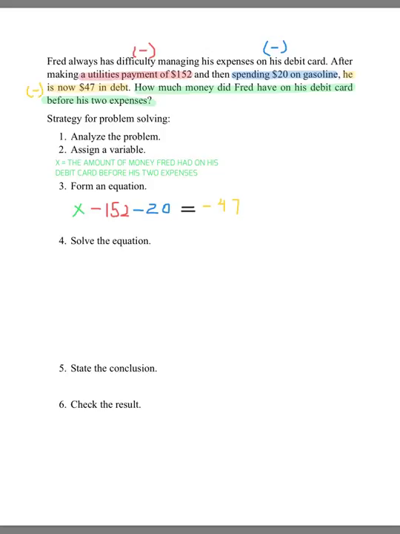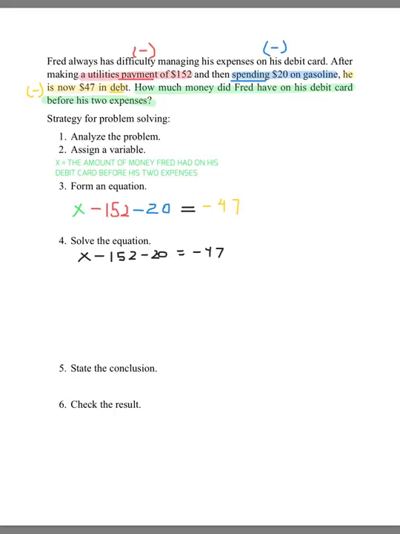So there we go. Quick little summary. Payment is an indicator of subtraction. Spending is an indicator of subtraction. And debt is an indicator of negativity. So that's going to go ahead and be our equation. Now let's go ahead and solve it. Remember that when solving an equation, you want to start off with the original equation that we created in step 3. So it's going to be x minus 152 minus 20 is equal to negative 47.